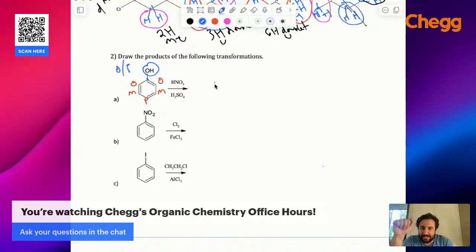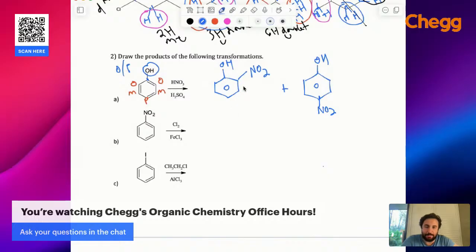But the nitro group in this case is going to go, there's the hydroxyl. We're going to get some at the ortho, and we will get a mixture here. We're going to get a fair amount of both ortho and para substitution. The ortho will probably dominate simply because there are two ortho positions and only one para position. So purely statistically speaking, the number of collisions that occur will be more at the ortho position than the para position because there's two of them and only one para.